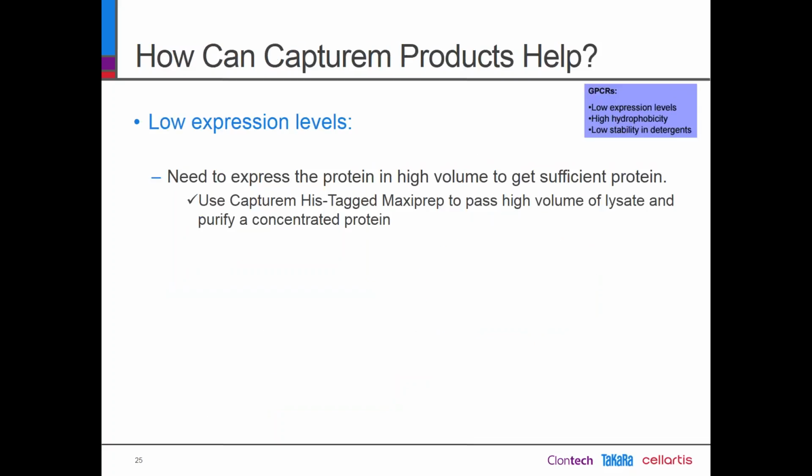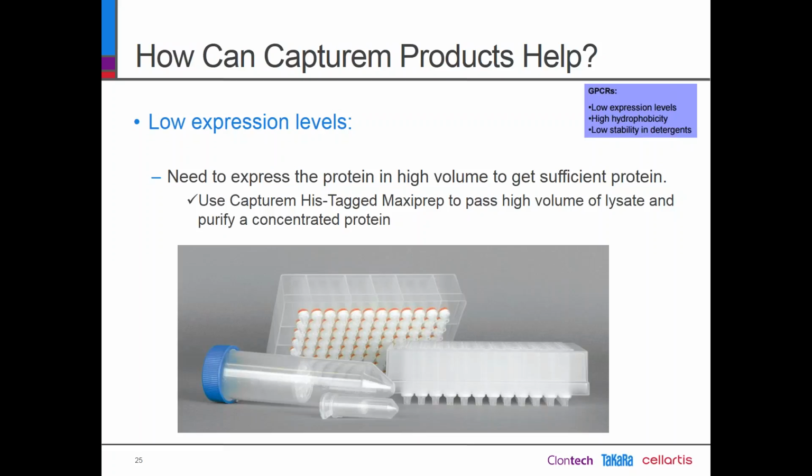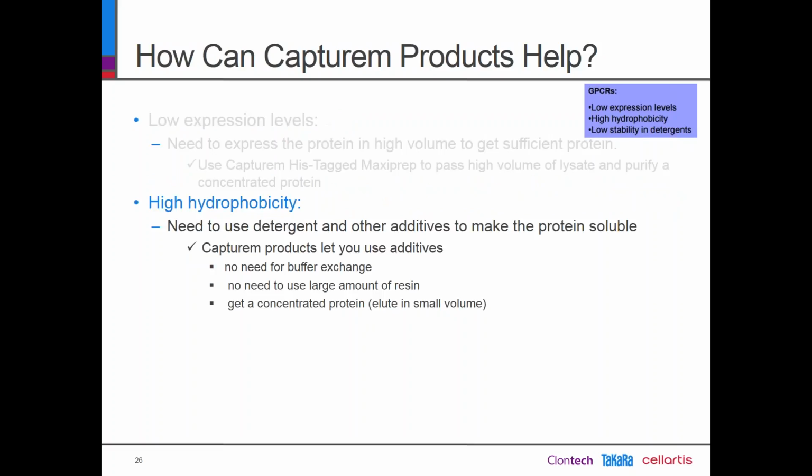So how can Capture help in this case? Well, in the case of low expression level, we need to express the protein in very high volume to get enough yield, of course. And here we can use the Capture Histac MaxiPrep to pass very high volumes of lysate. You remember from the previous slide, the membrane technology has the advantage of a very low pressure drop, so you can get a lot of liquid through the membrane. This also helps when you have big volumes of low concentration, which is the case here for the GPCR example. So that's what the products look like.